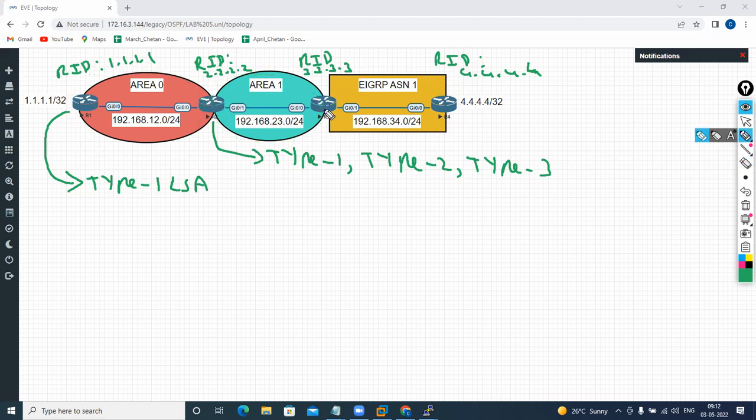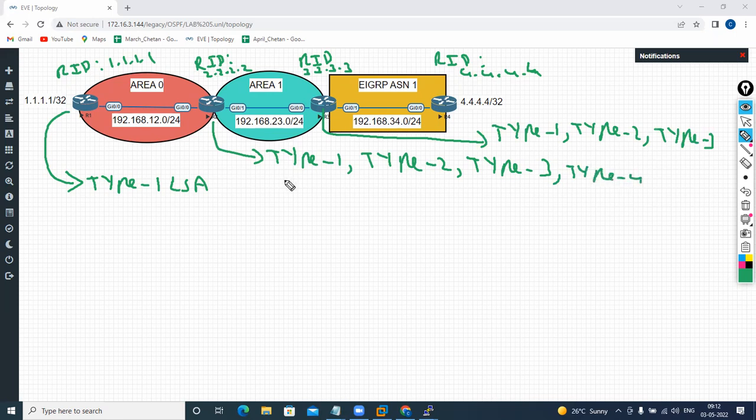So now, if we talk about router 3. Router 3 will originate type 1, type 2, type 3, not type 4. Type 4 is originated by the ABR. Why type 5? Because it is the ASBR. Type 1, type 2, and type 5. He is the ABR and he is the ASBR. Clear?